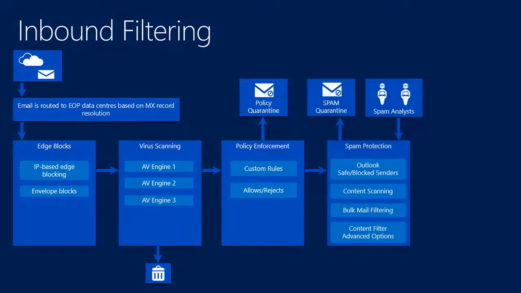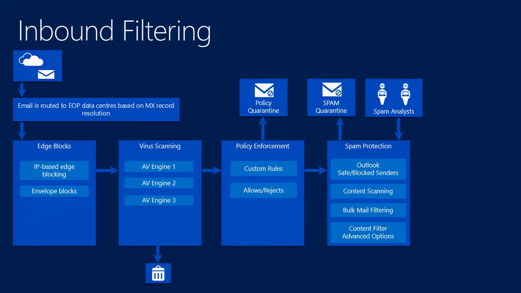And after this, we hit our spam protection. The reason we do it in this order is that if you have a transport rule that safe lists a domain or a sender, we're not even going to do this section. We're just going to skip over the spam protection section and deliver it straight to your on-prem environment or the cloud mailbox if you're in the cloud.